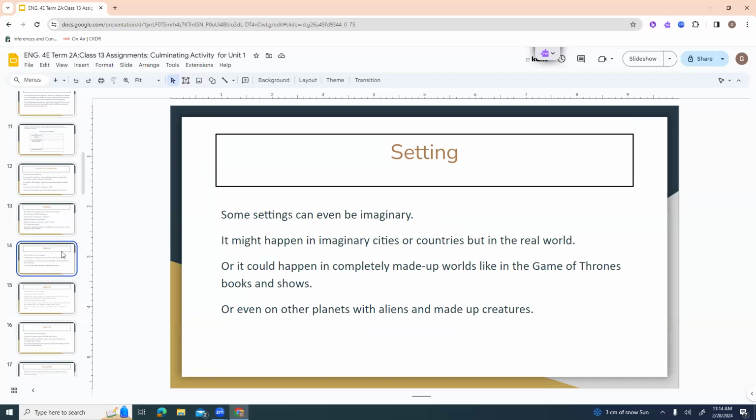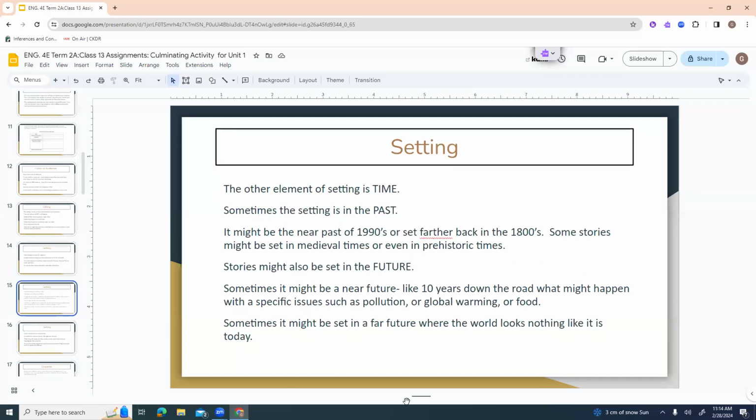Some settings can even be imaginary. It could be an imaginary city or country, but in the real world, or it could be a completely made up world, like Game of Thrones or Lord of the Rings. Or you could be on other planets with aliens and made up creatures. That's just fine. The other element of setting is time.